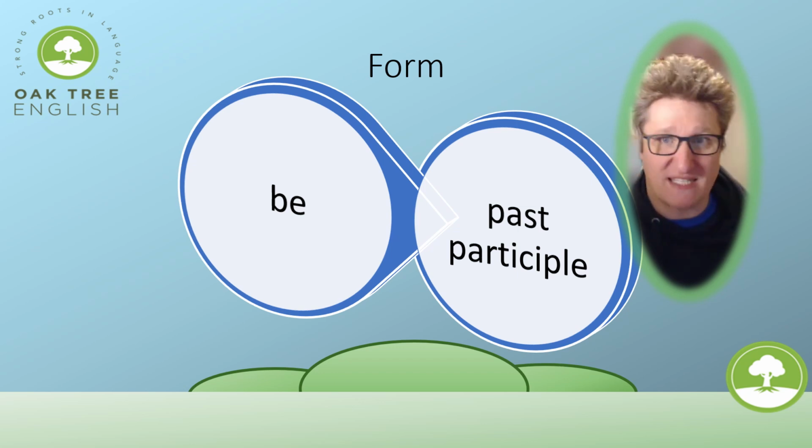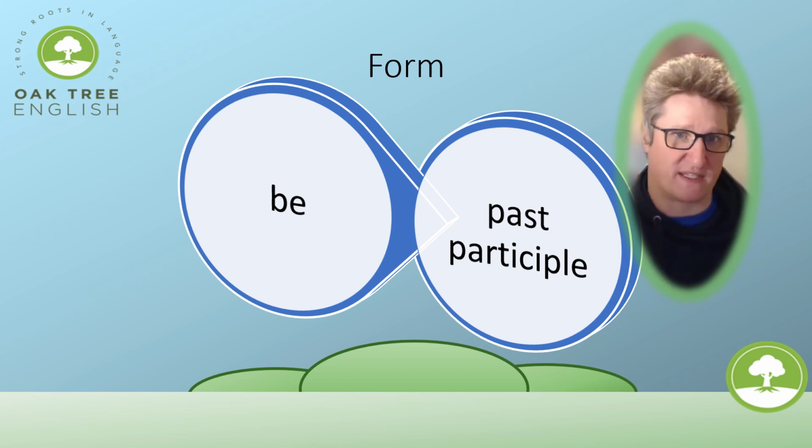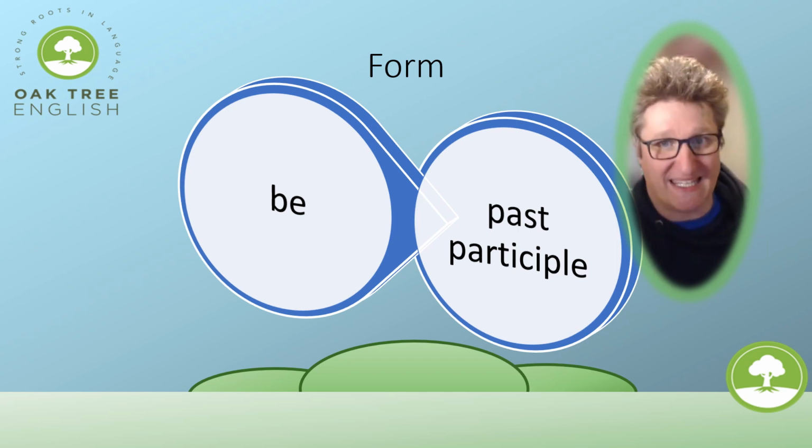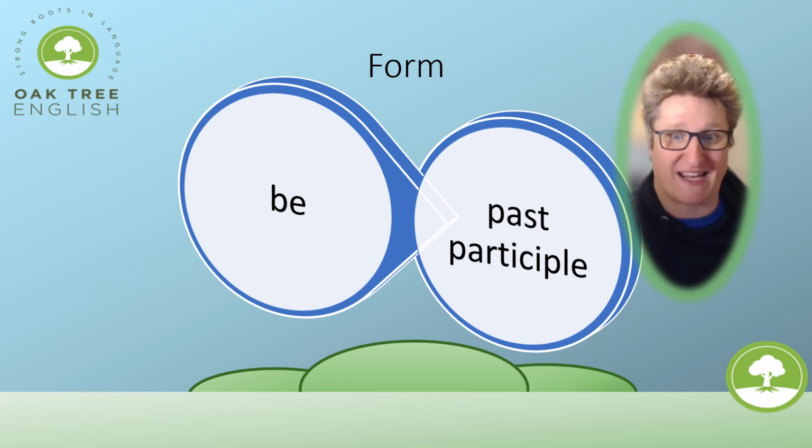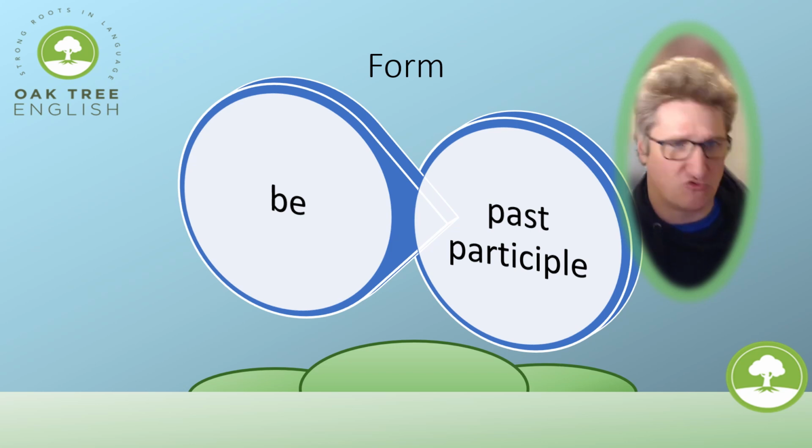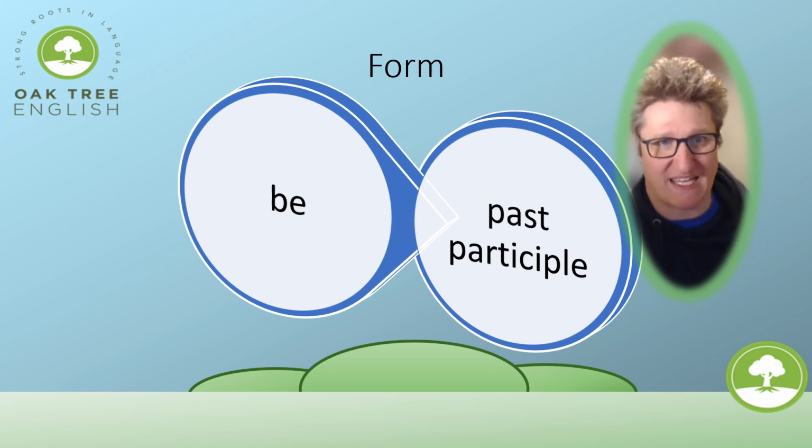The past participle is the part of the verb which is used in the present perfect. It's usually formed by adding ed, though there are many common irregular verbs such as drink, which are distinct from the past simple. For example, drink, drank, drunk. Drink is the infinitive. Drank is the past simple and drunk is the past participle.